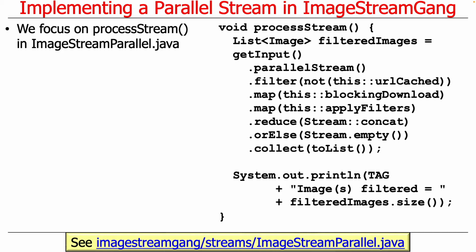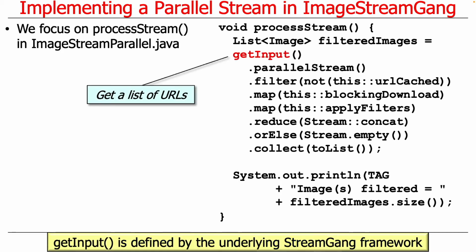And if you go to this link, you can see all this code. The code is actually much better documented than what I'm showing you on the slides, of course. So here are the steps. We get a list of URLs. This getInput method comes from the framework. So the framework knows how to get information from somewhere. It doesn't know where, but it knows that you need to get information. So that's part of the underlying framework.